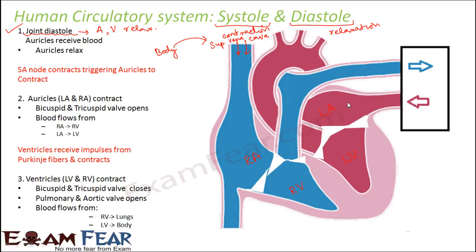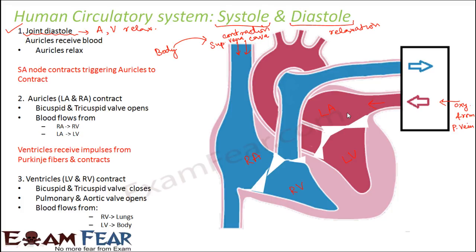And what about the left auricle? The left auricle is receiving oxygenated blood from the pulmonary vein. So the pulmonary vein carries the oxygenated blood to the left auricle. So this is what the auricles are doing. Right now all are in a relaxed state, but the auricles are receiving the deoxygenated and oxygenated blood respectively. That is the first step.